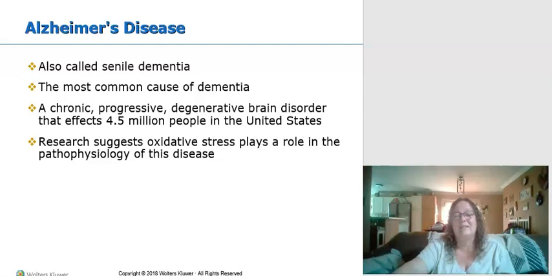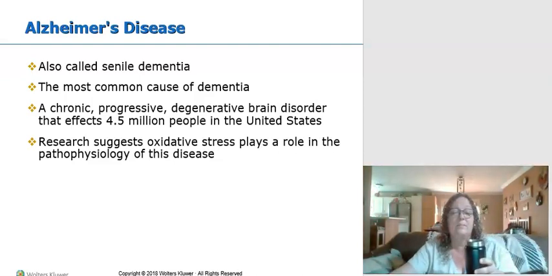The main side effects of these drugs are diarrhea, nausea, loss of appetite, and sleep disturbances. Some people with cardiac conditions may have serious side effects, which may include a cardiac arrhythmia, so monitor for that.